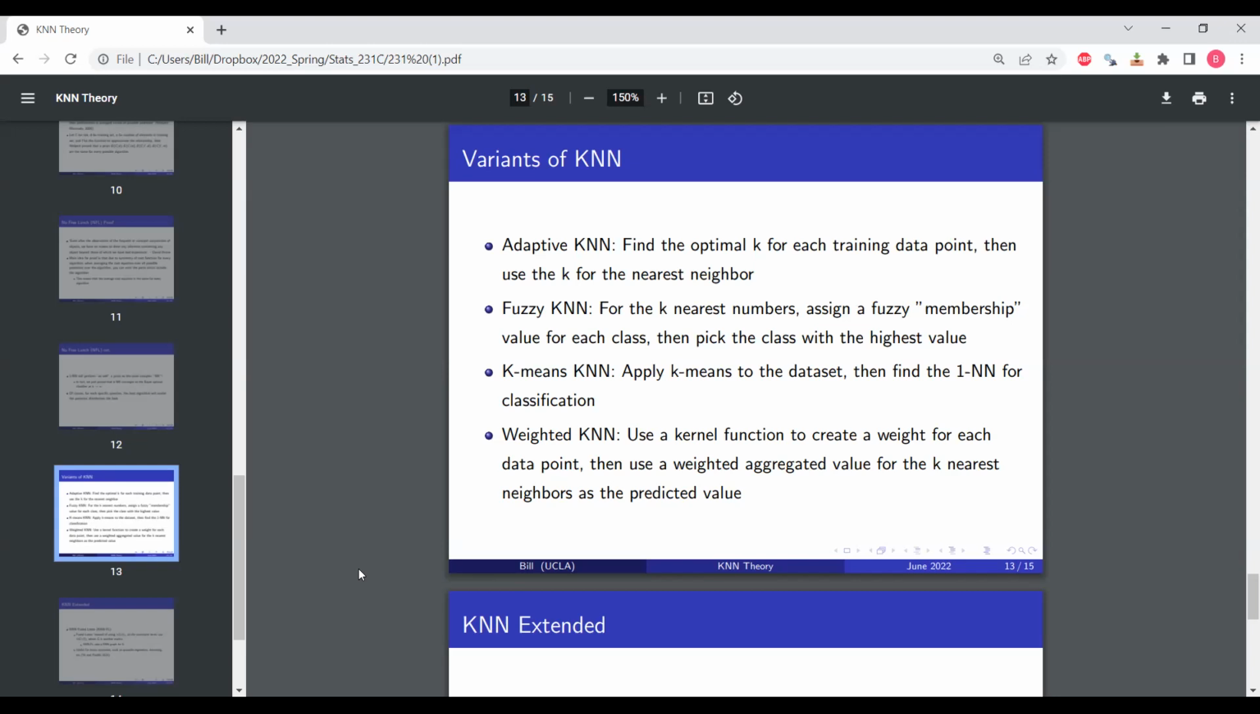And for weighted KNN, we use a kernel function to create a weight for each data point compared to the data point that we're interested in, and we use this kernel function weight as a weighted function to calculate the predicted value for the data point that we are interested in.